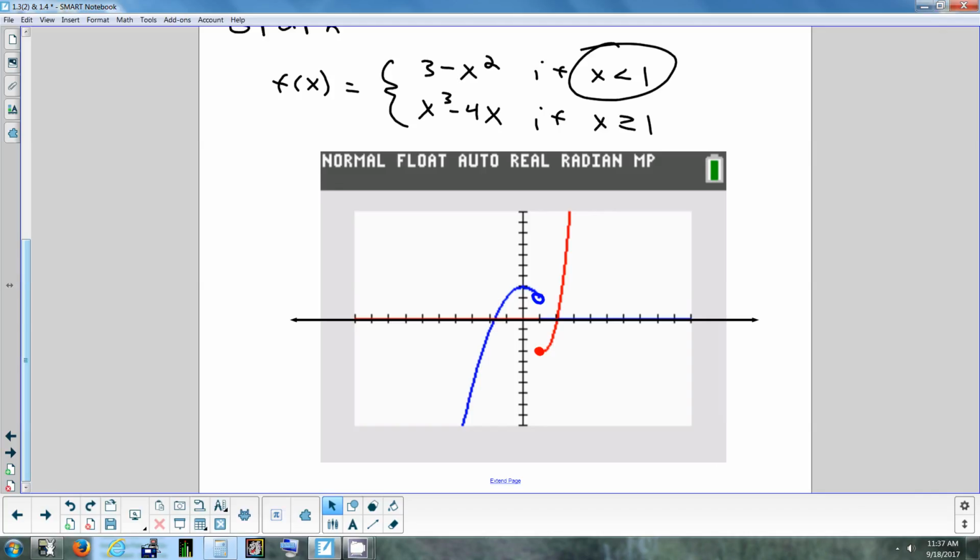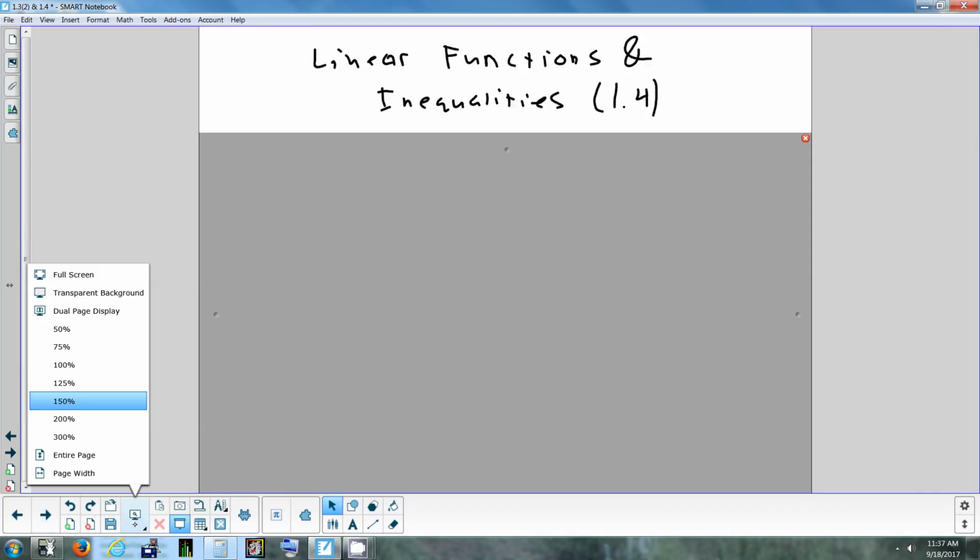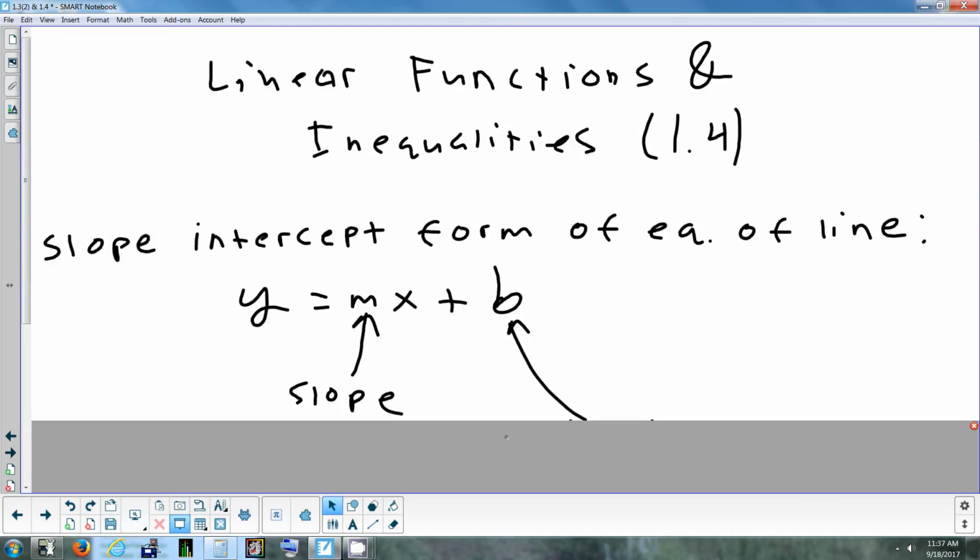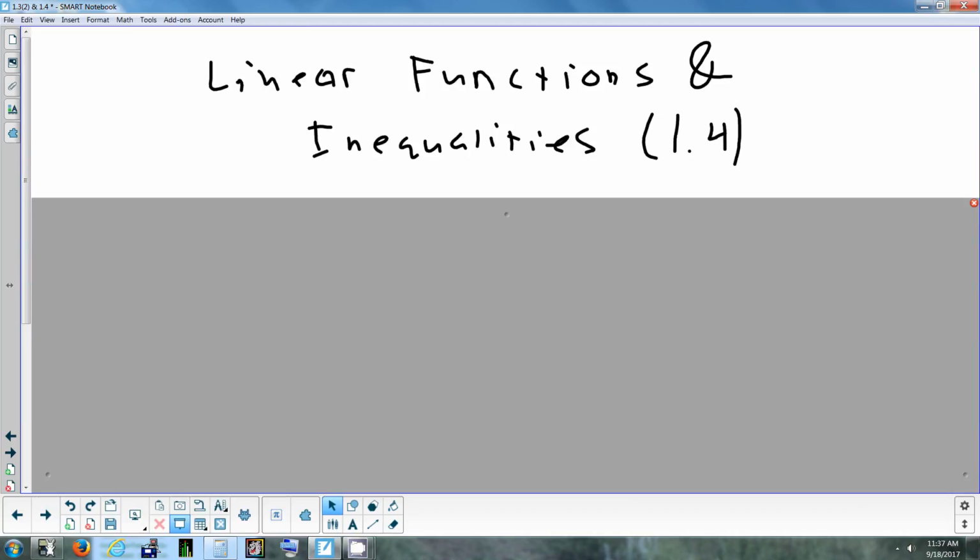Okay, so that finishes up, I think, anything that's really new for today. The last thing we're going to look at is a review of just basic stuff with lines. Okay, slope, y-intercept, things like that. Parallel, perpendicular, okay, some of those things.